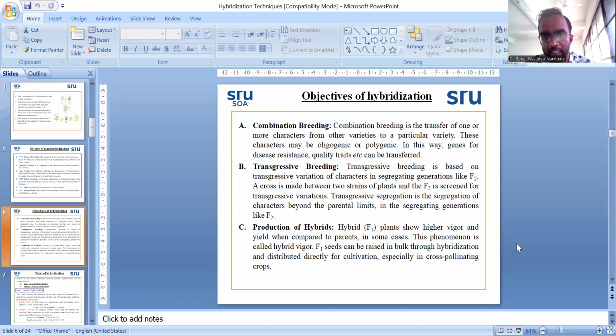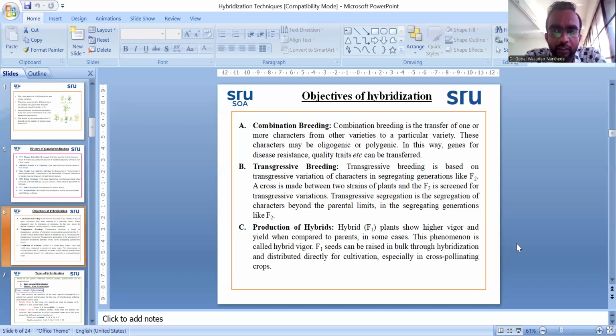The second is transgressive breeding, or transgressive segregation. As we all know, F2 is the most segregating generation in the breeding cycle. So what is meant by transgressive segregation? In the F2 generation we can see some segregants with characters beyond the original parental limits. I am not talking about beyond F1. Transgressive segregation is the segregation of characters beyond the original parental limits, that is P1 and P2, in segregating generations like F2.